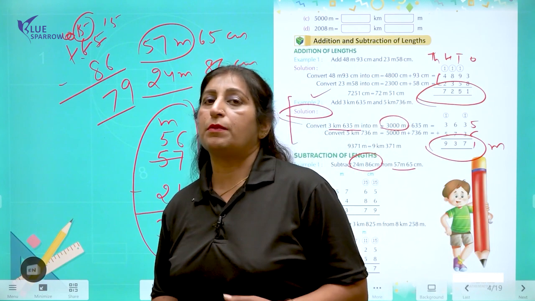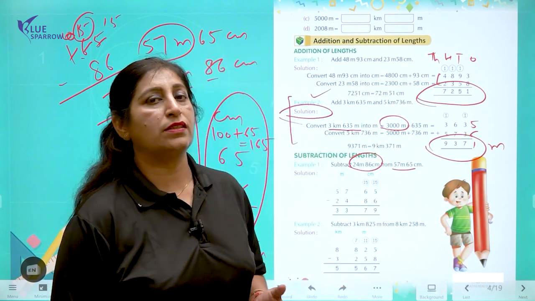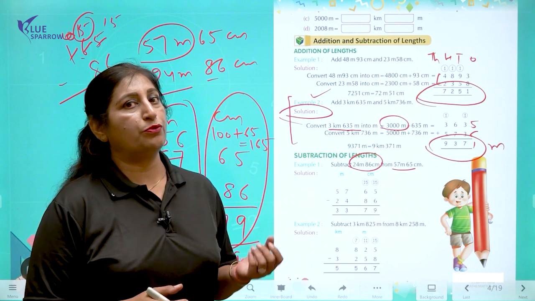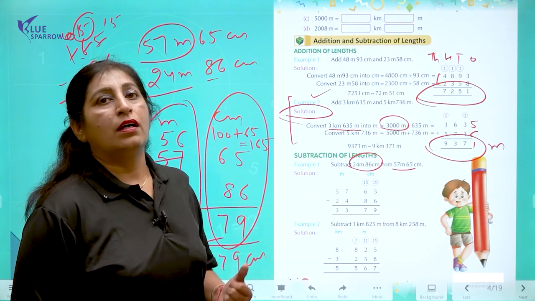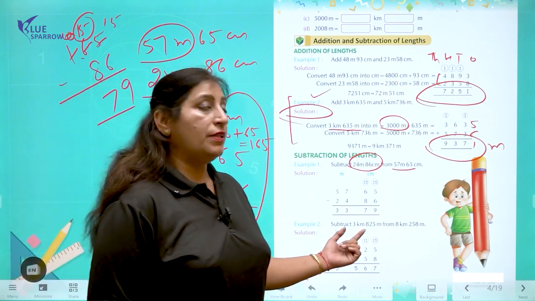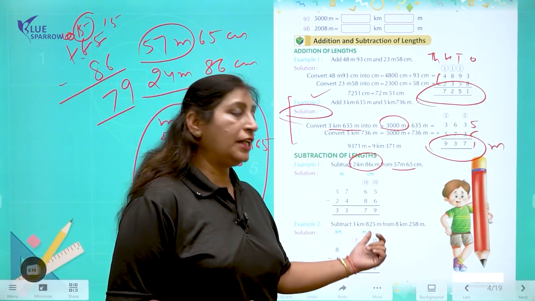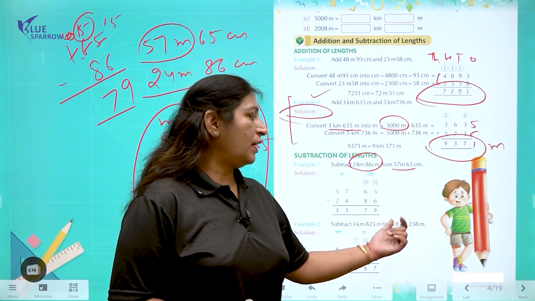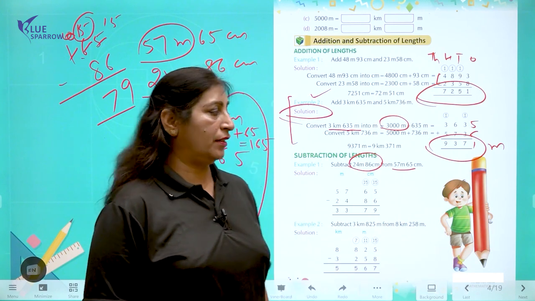So you can solve the subtraction sums in both of these two ways. Whatever you like, whatever you feel is easy, you can follow that method. Now we solve another question, that is example number 2. We have to subtract 3 kilometer 825 meter from 8 kilometer 258 meter.